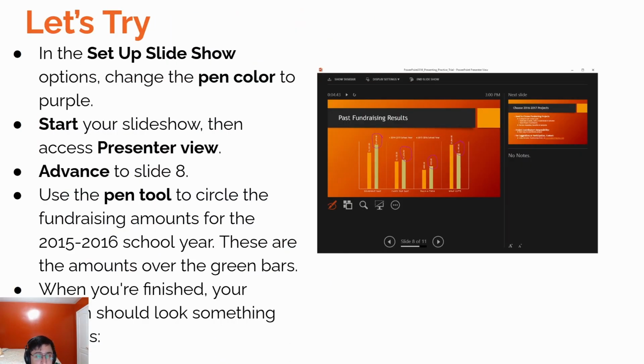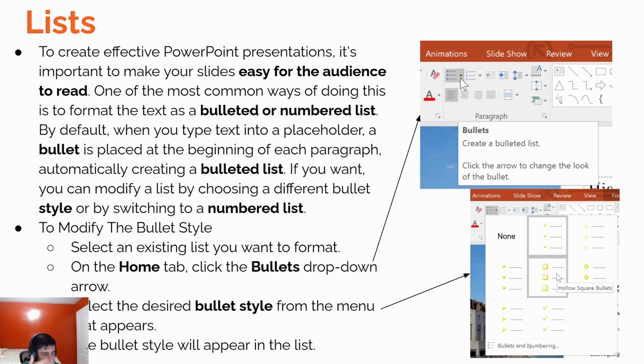And now, moving on. All right, everyone. All right, so now we're talking about lists, right? And as we remember, lists are very, very important to PowerPoint. Arguably, I guess for text speaking, one of the more important parts of PowerPoint, right? And basically, to create effective presentations, it is very, very important to make your presentations easy to read. And one of the most common ways to do this is to format the text as what we call a bulleted or numbered list, right?